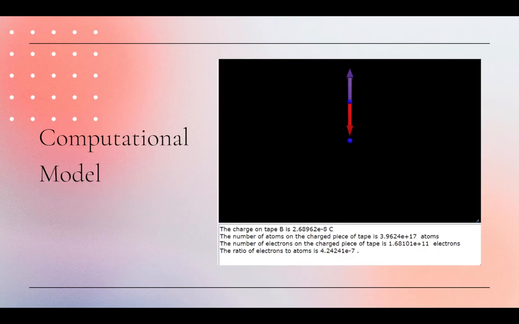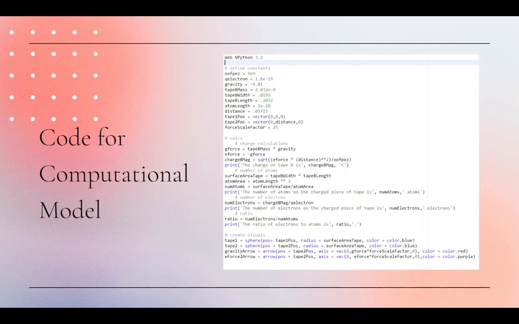This figure is the result from my computational model. The purple arrow represents the electric force, while the red arrow represents the gravitational force. The blue spheres represent the depiction of the two tapes as two point charges. This is the code that I wrote for my computational model.